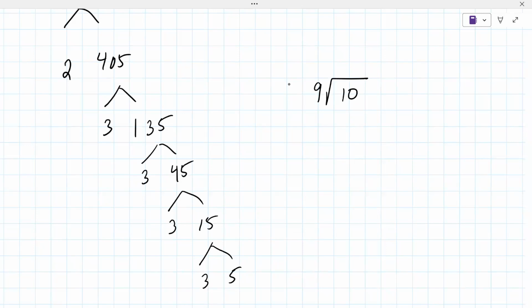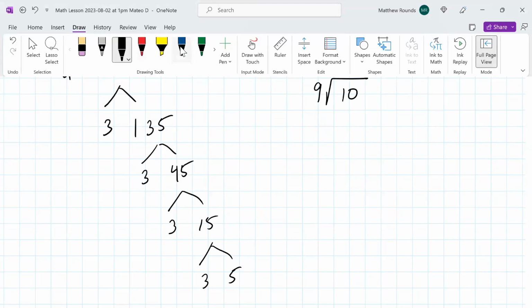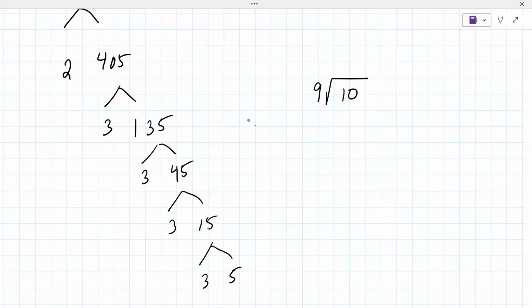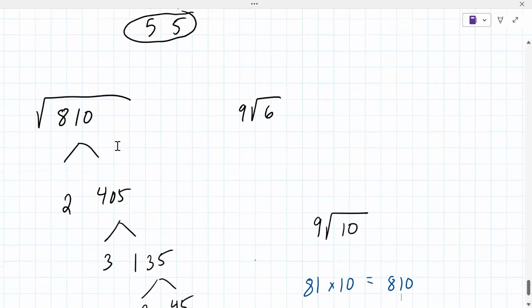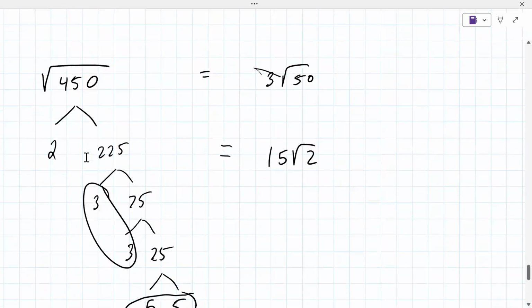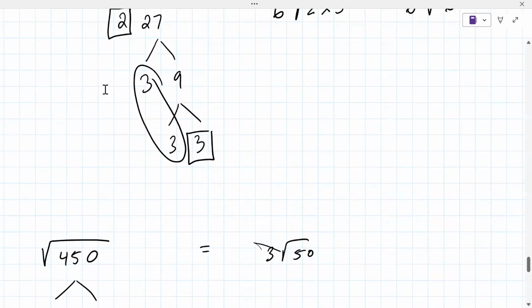Very good. Okay. Now I'm going to really quickly show you how I was checking these because you might think, well, how is he knowing this? What I do to check them is I square the first number and multiply by the second number. So 9 squared is 81 times 10 is 810. There's 810. 15 squared is 225 times 2 is 450.